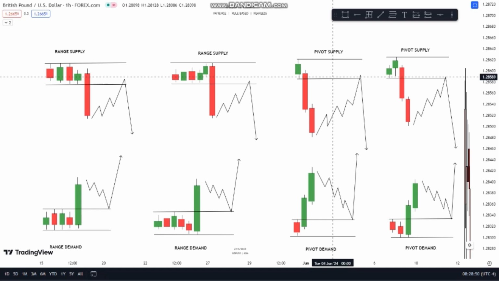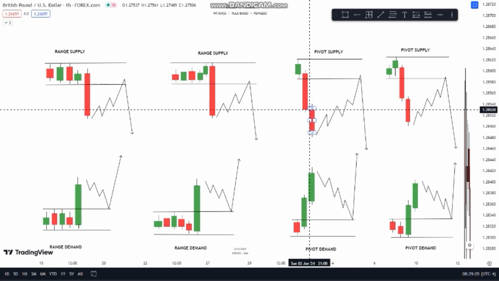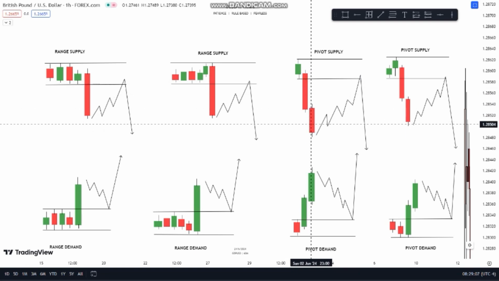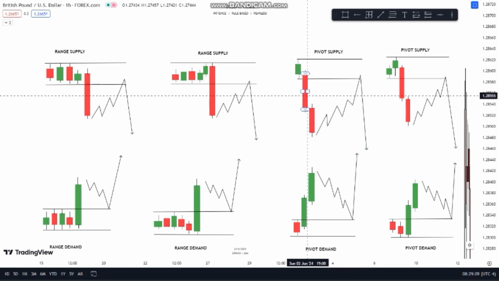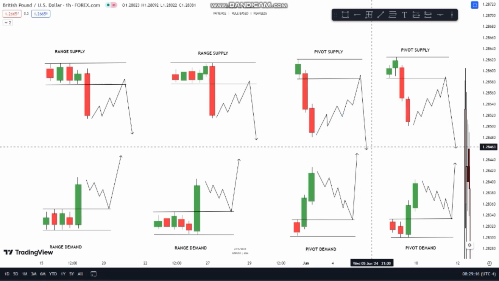Pivot supply is when we see a short move towards the upside followed by a rapid expansion, and that would create a pivot supply. Just like we have here, we have a short buy here before a rapid expansion towards this downside. We are not trading that expansion or that break immediately. We'll wait for a retest, then sell.